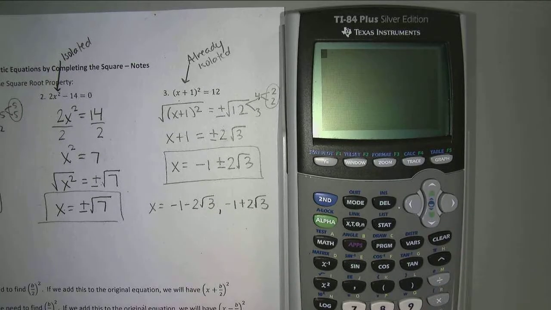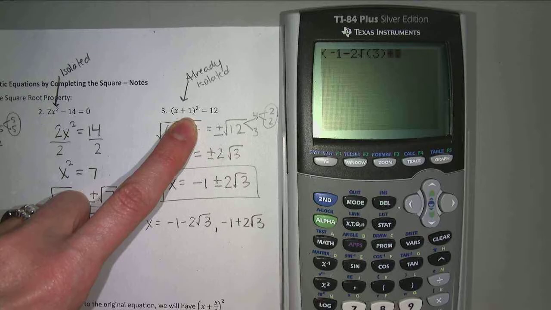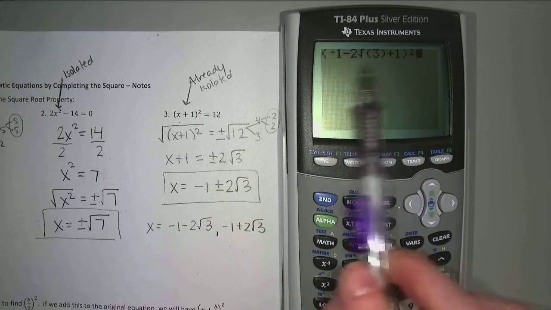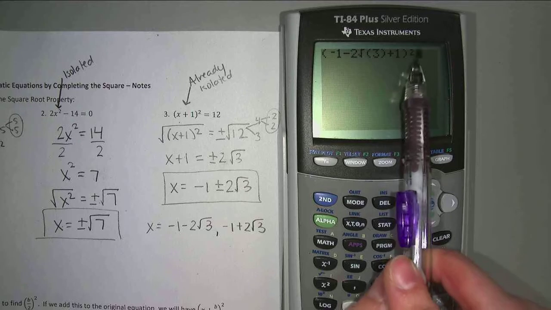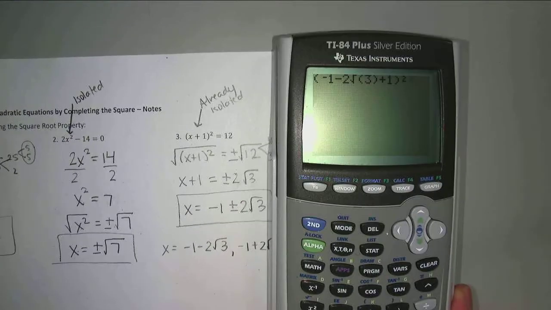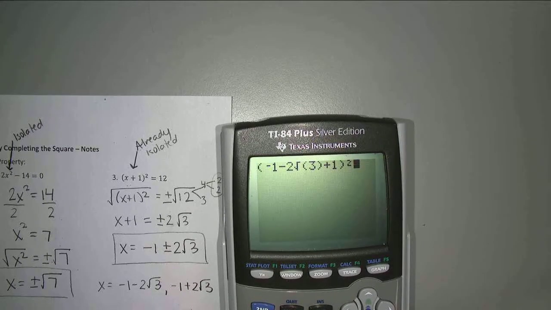So in my original equation, I have parentheses, and then I have x. What is x? Negative 1 minus 2 root 3. Close off my parentheses for the root, but then I still have to add plus 1 to it and square, okay? So here's x plus 1, the quantity squared. When I hit enter, what do I hope it equals? You guys can't see that, can you? There he is. When I hit enter, it equals 12, okay?